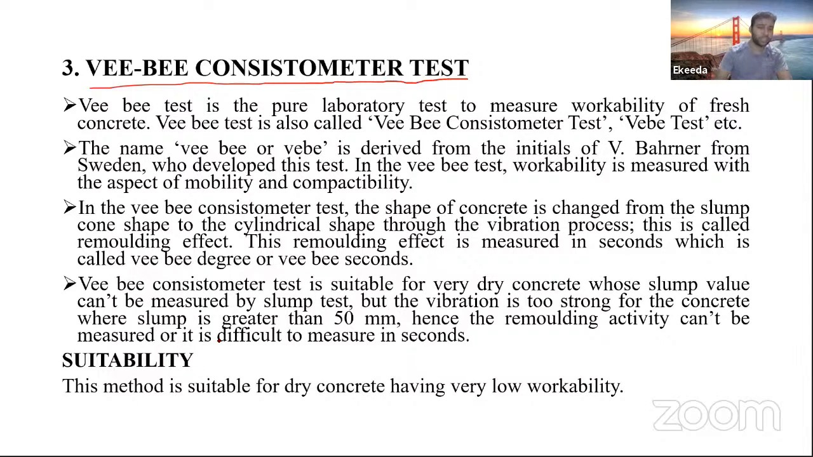Now, this type of method is generally suitable for very low workable concrete. Very low workable concrete. Slump cone is generally performed for high or medium workable concrete. Compaction factor is generally used for low workable concrete, and for very low workable concrete, that is of the stiff range, we use the VB consistometer test for determining the workability of that concrete.